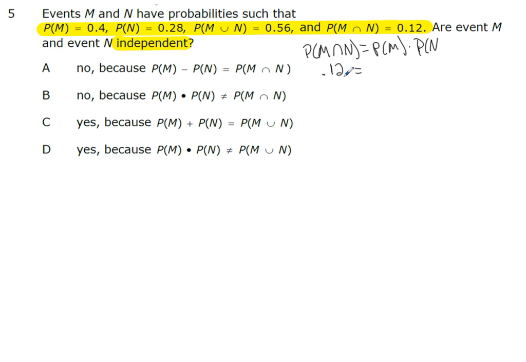All right, so when we multiply 0.4 times 0.28 together, let me go ahead and put those zeros in there because they do help you see what's going on. When we multiply these two together, we should get 0.12 if they are independent. Well, it turns out we don't get 0.12, we get 0.112. So here we do definitely know that they are not equal. So that means that the answer is B.